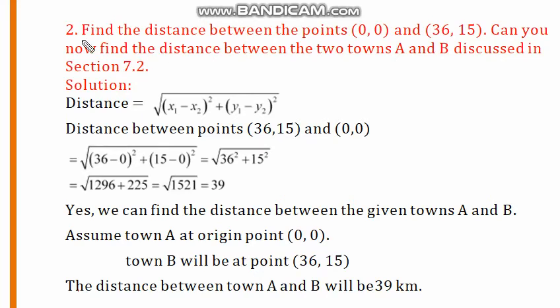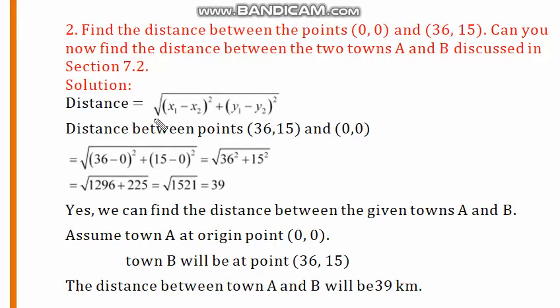Students, let's discuss exercise 7.1, second Roman. Find the distance between the points (0, 0) and (36, 15). Can you now find the distance between the towns A and B? This was discussed in section 7.2. In section 7.2, one question like this is already there. This question is also related to that only. Here, first we need to find out the distance.